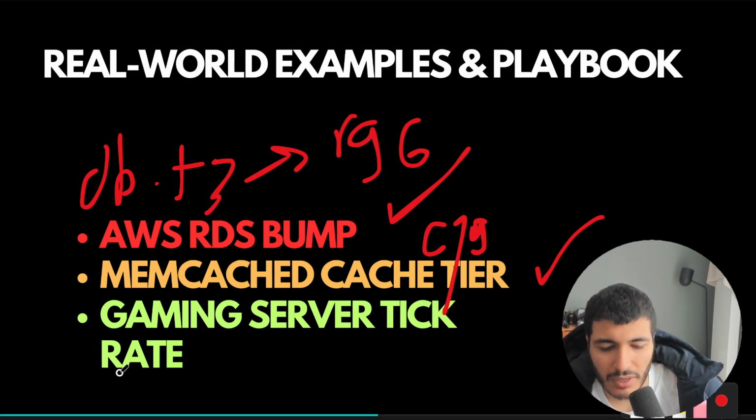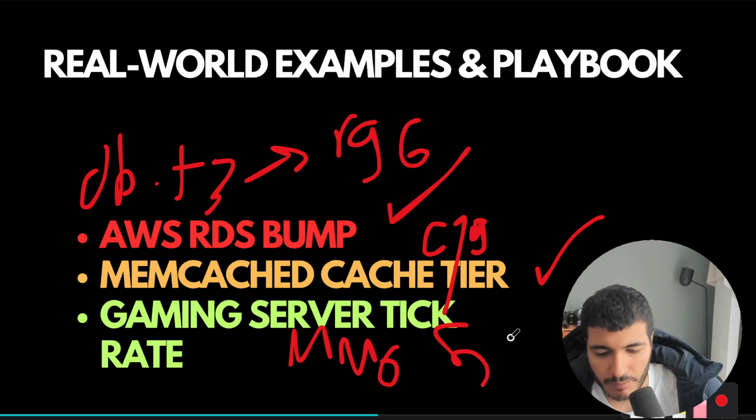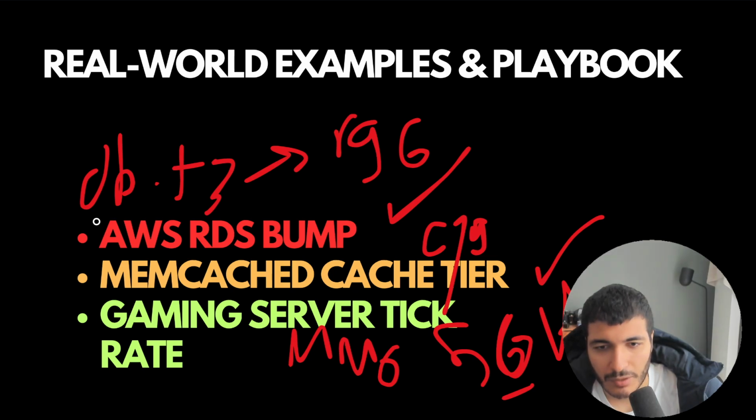It's also used for game server tick rate. If the MMO server needs higher single-thread performance, everything will be swapped to a 5 GHz machine. So there are a lot of other real world examples of vertical scaling. You also find vertical scaling used in the auto scaling group pattern, but that will be in a different video. Today we're only talking about vertical scaling.